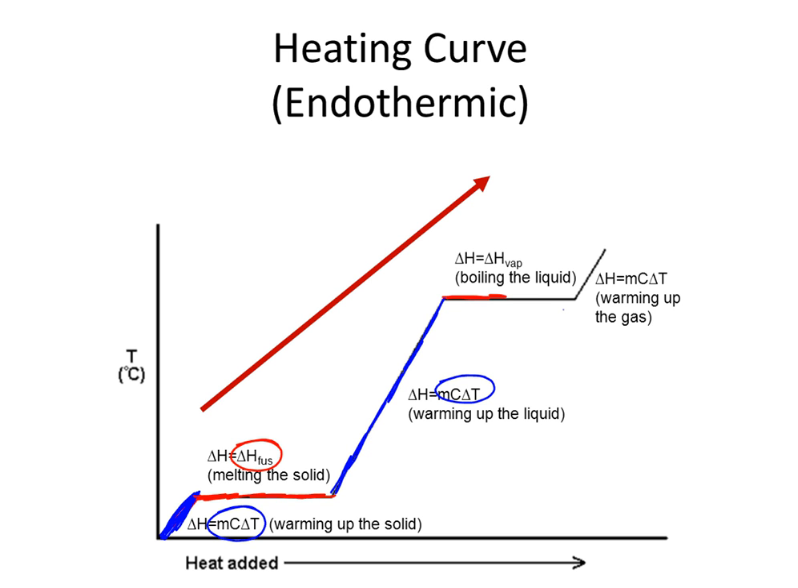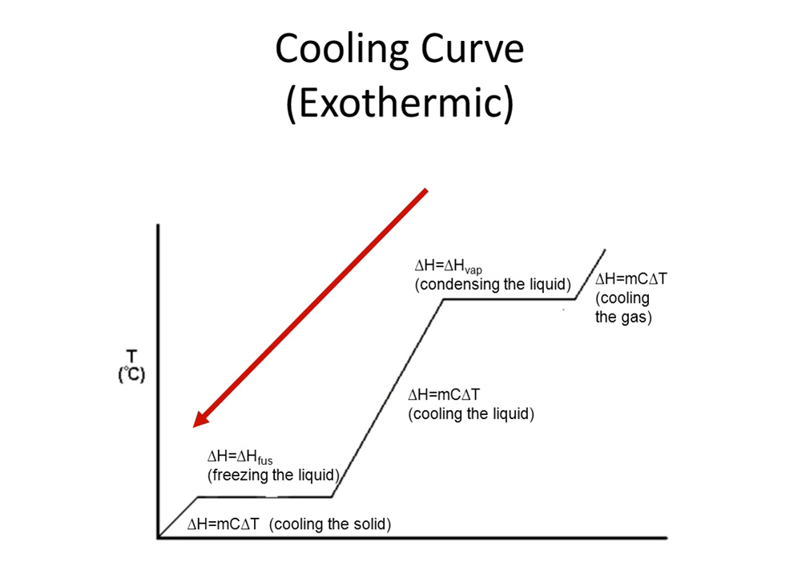When I go here and I'm boiling the water, delta H of vaporization. And lastly, when I'm heating up the gas, that would be MC delta T again because I'm going to have a change in temperature. All right? So you're thinking, well, what's the difference between this curve and a cooling curve? Well, a cooling curve is the exact same thing, but the energy is going out of the system. So I'm having energy leave the system.